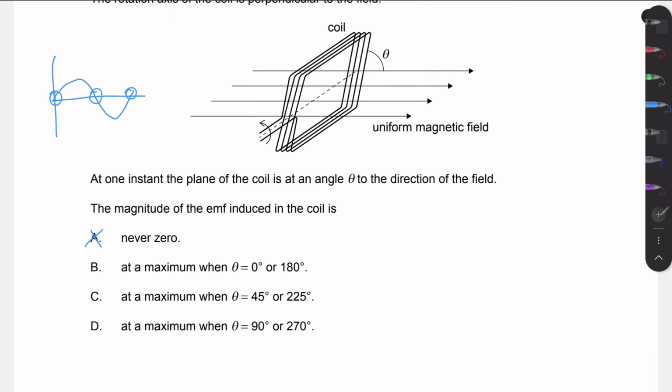And then we need to see when it's maximum. So we're given 3 options here. We know that the induced EMF is equal to the rate of change of flux.